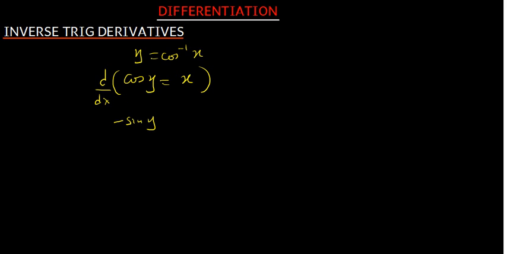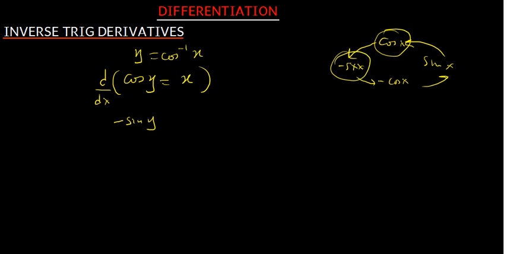This we know: if we have cosine here, we've got negative sine here. If you move like this, that is showing the derivative. So if you differentiate cos, we are going to get negative sine. The derivative of negative sine gives you negative cos. The derivative of negative cos gives you sine. The derivative of sine gives you cos.